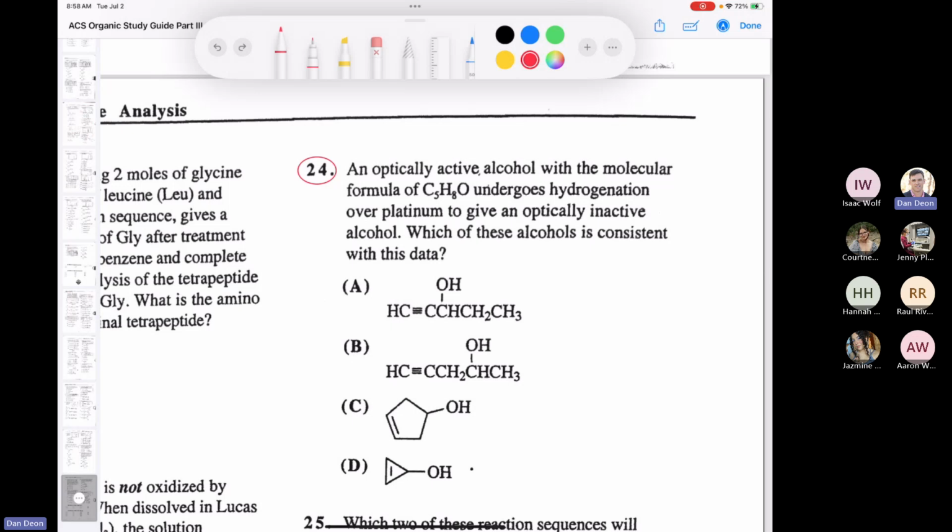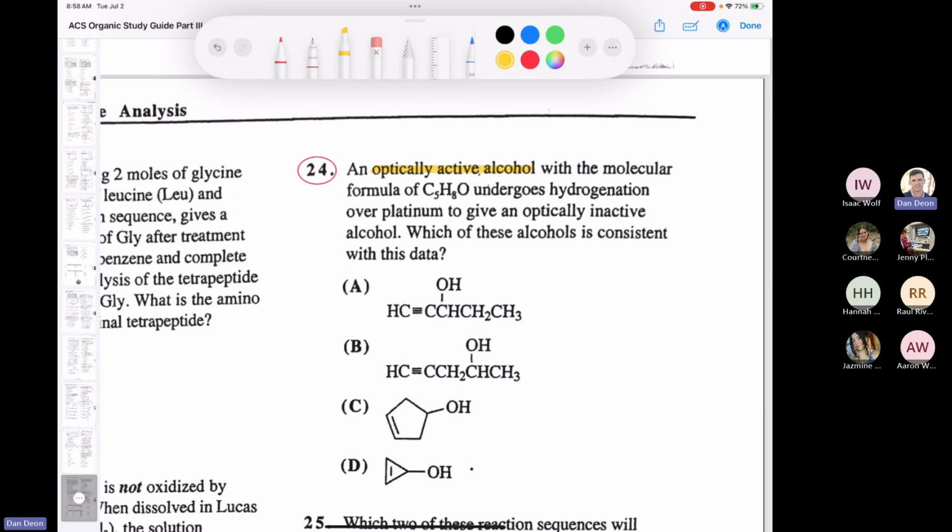Okay, so there's a lot to unpack here, but this is not a trick. Does anybody remember what it means when it says it's optically active? Could give me a one-word answer. What does optically active mean? Exactly, Jenny.